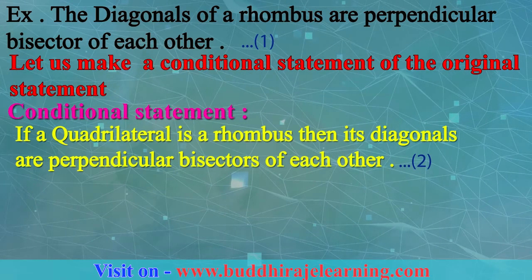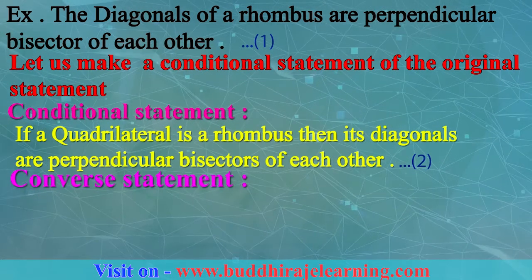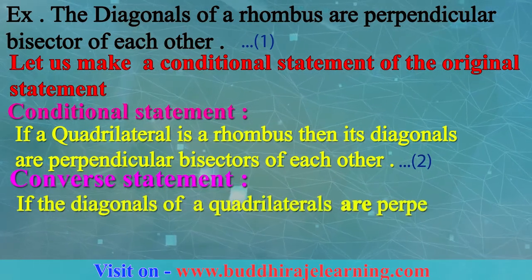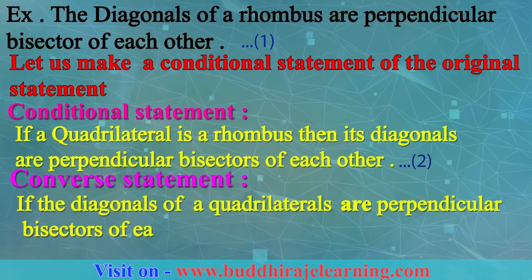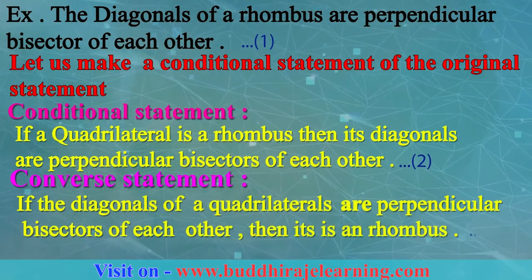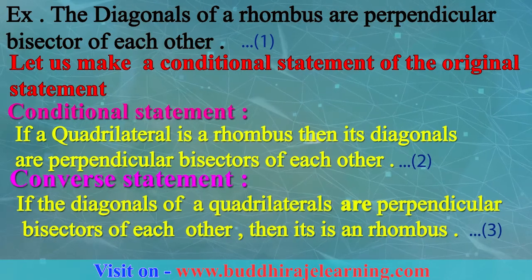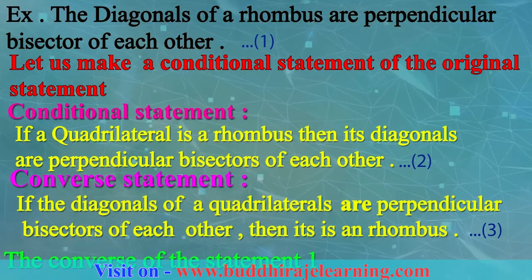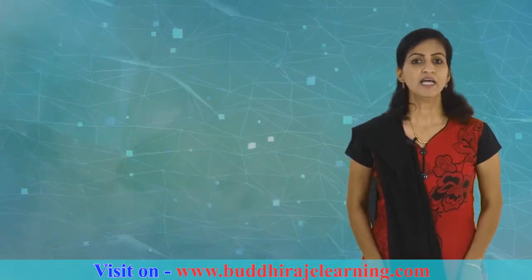Now, let us create the converse of this. Converse statement: if the diagonals of a quadrilateral are perpendicular bisectors of each other, then it is a rhombus. Let us assume this as statement 3. Students, we can see that the converse of statement 1 is statement 3. Now let us see some examples.